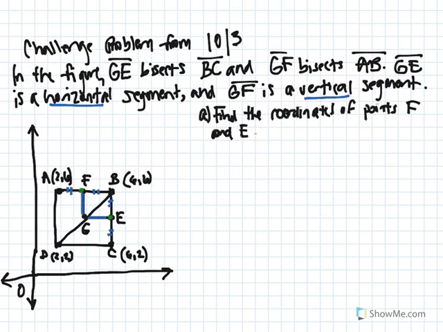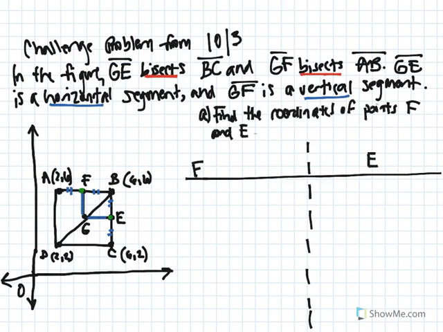Okay, well, we know that GF bisects AB, right? So it turns AB into two equal parts. If this point right here separates AB into two equal parts, we know that F must be the midpoint. Remember, bisects, we use the midpoint formula. So I'm going to split my work into two parts here. I'm going to find the coordinate of point F and then the coordinate of point E, okay?